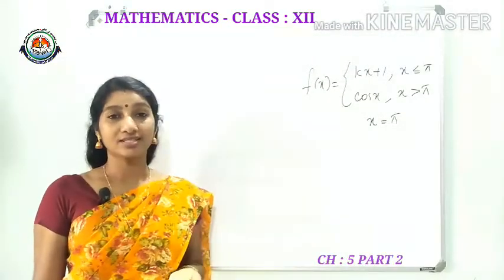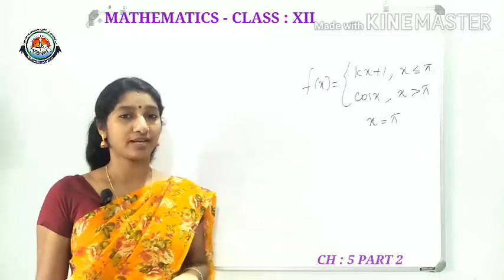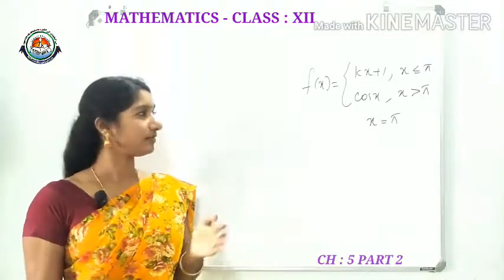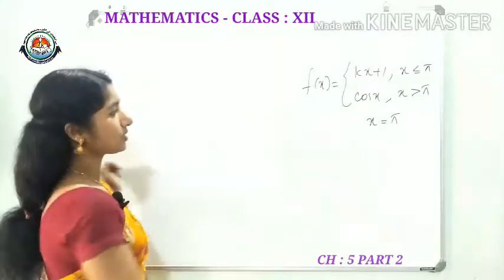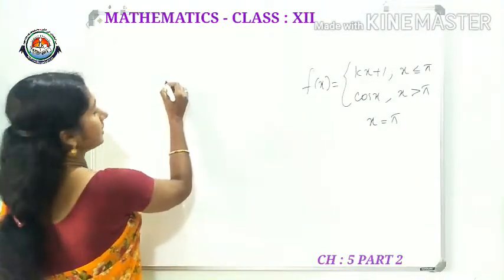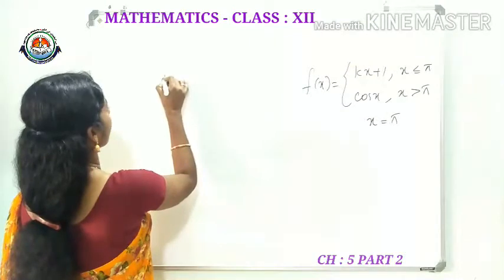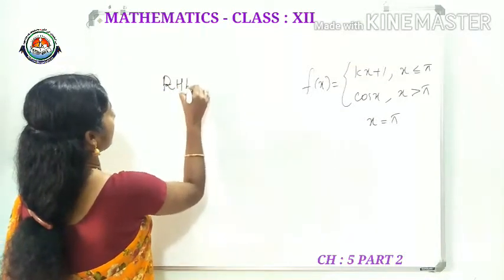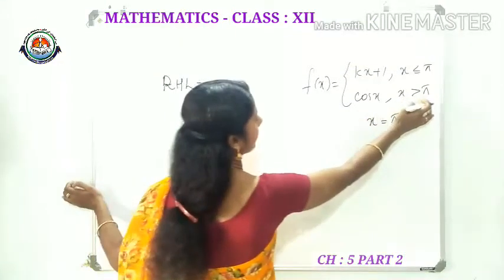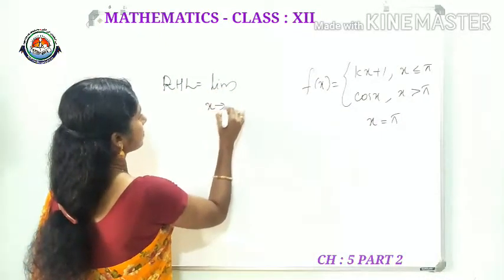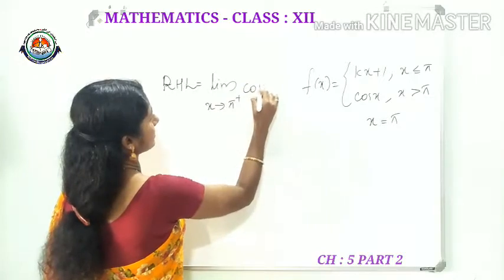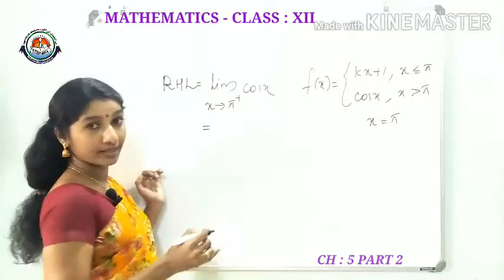Since it is continuous, the limit value and the function value are equal. So either the left limit or the right limit we can calculate, because both are equal. So, the left limit LHL or the right limit RHL. What is the right limit? See, to the right side of pi it is cos x. So we need to write limit x tends to pi plus of cos x. So what is cos pi?